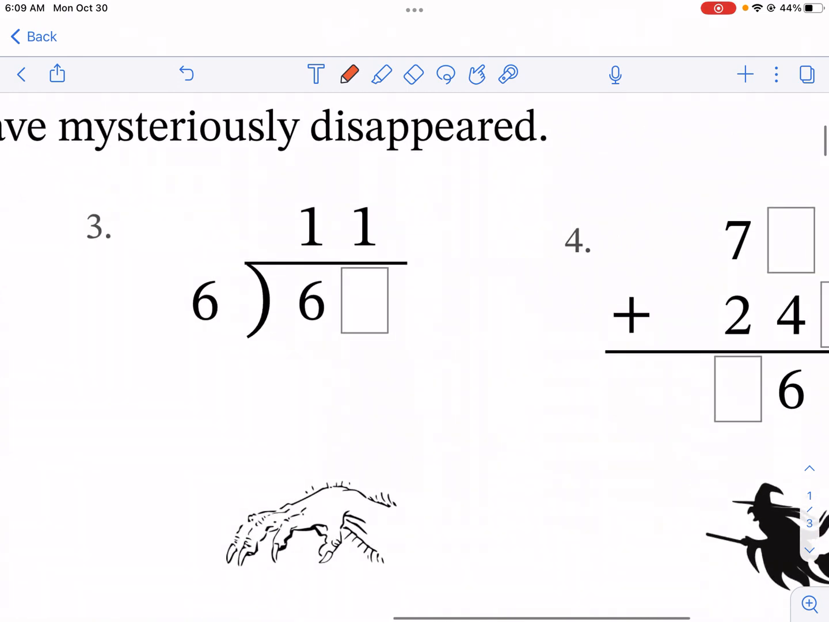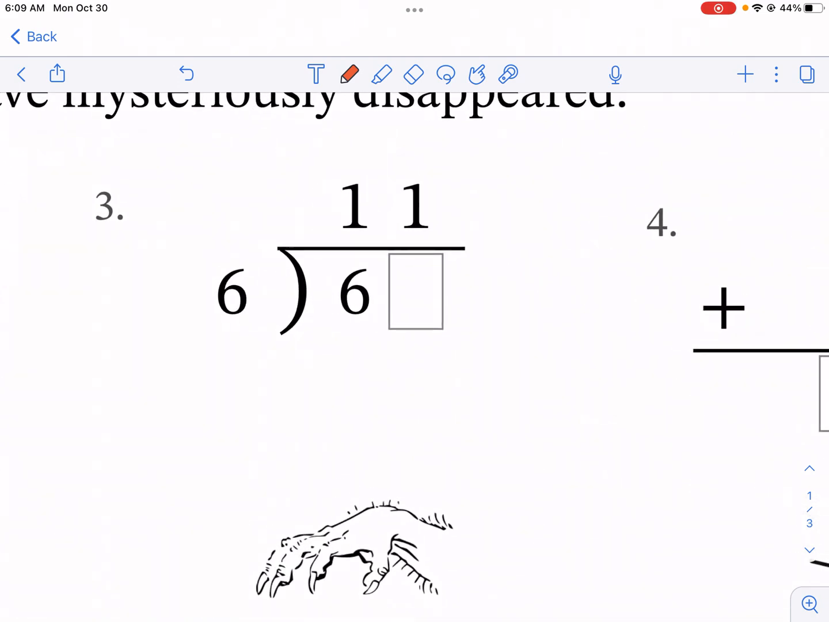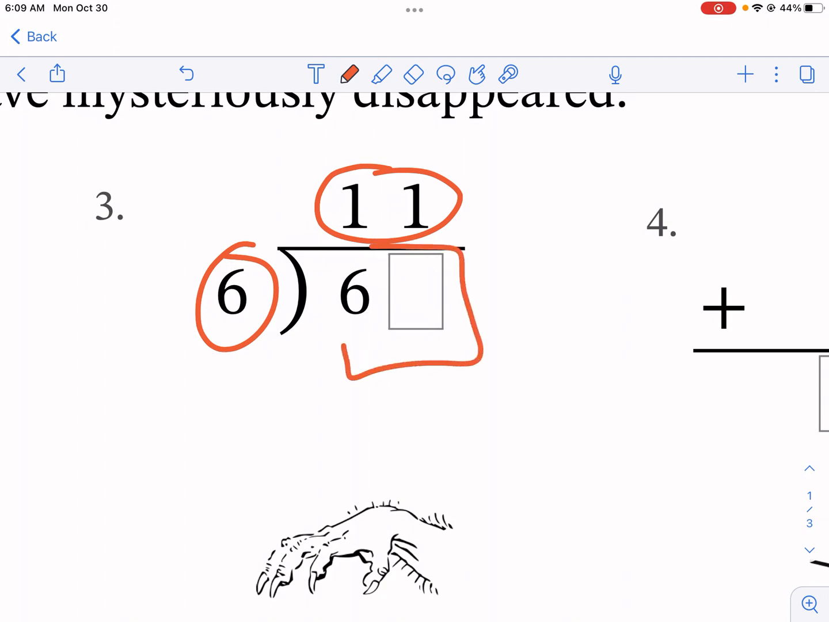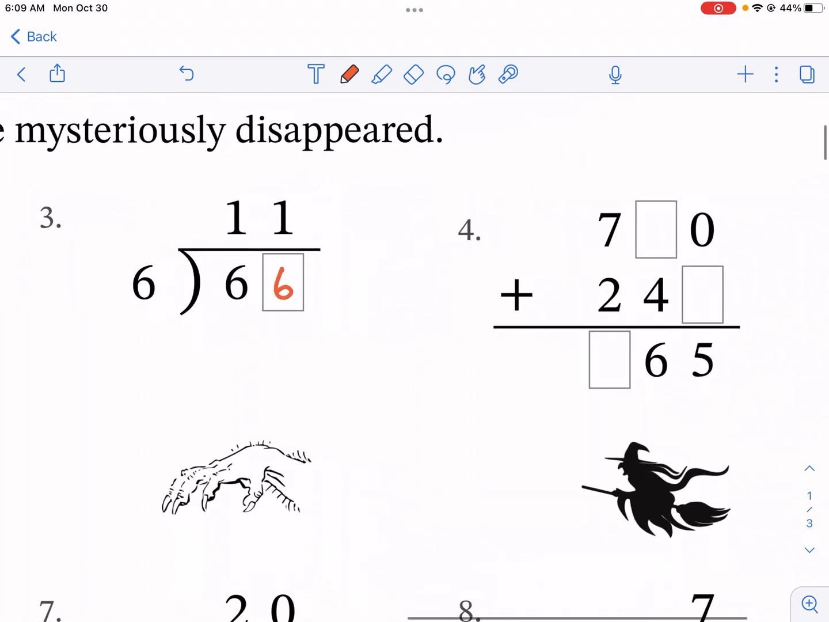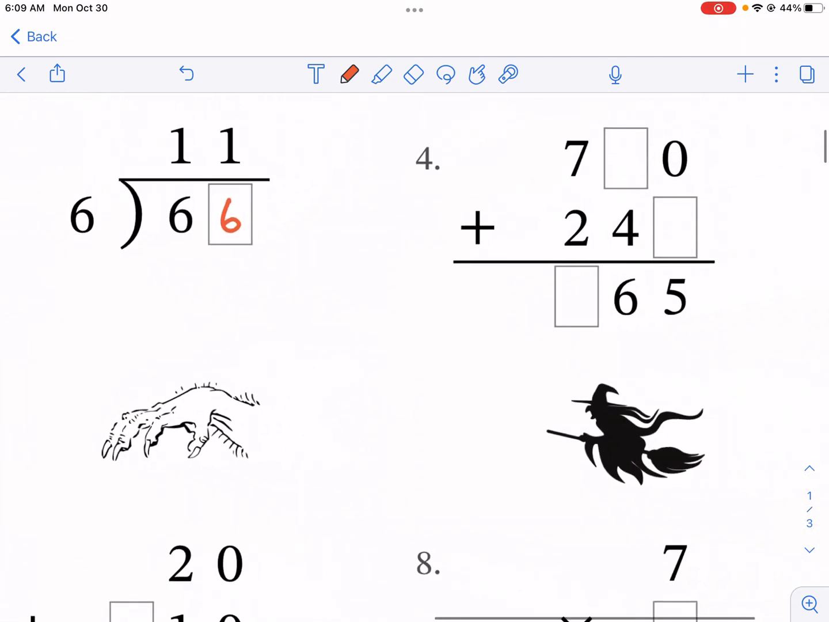There's also some long division. If you think about it this way, these are two numbers that multiply to get us the product inside here, okay? So if you're good with division, that's great. A lot of students aren't, so just think about these two numbers multiply to get that number on the inside. In this case, it's going to be 6. 11 times 6 equals 66. You got a scary claw right there.